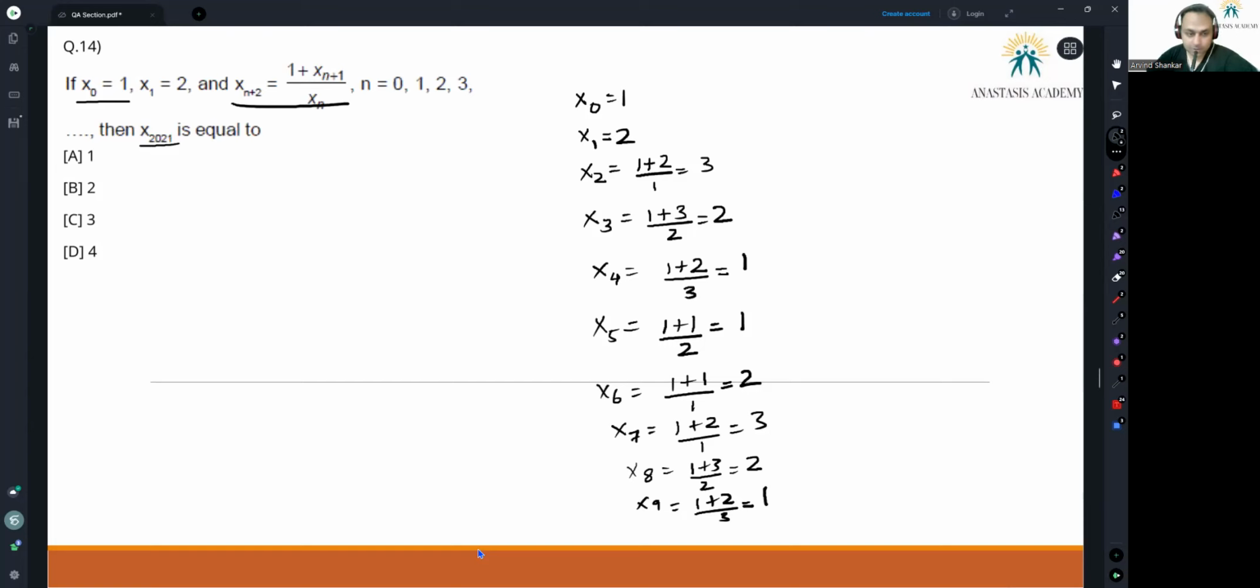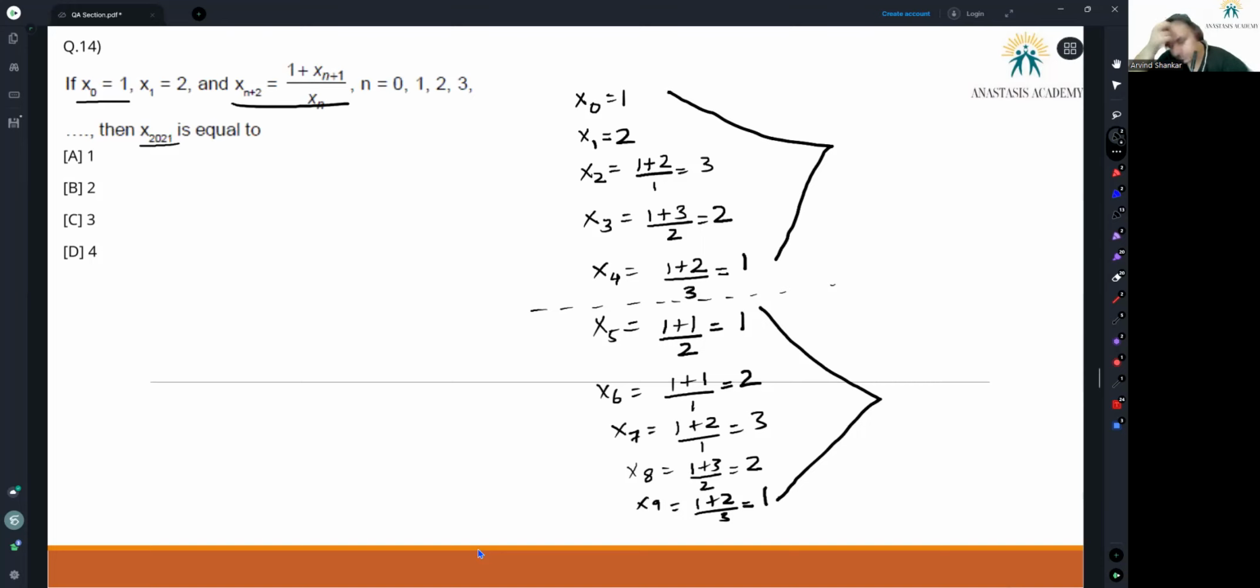By now, hopefully, the pattern would be emerging. We are getting 1, 2, 3, 2, 1. It usually goes up and goes down. So there is a cycle of 5 terms. After every 5 terms, the values repeat themselves in the cycle of 1, 2, 3, 2, 1.